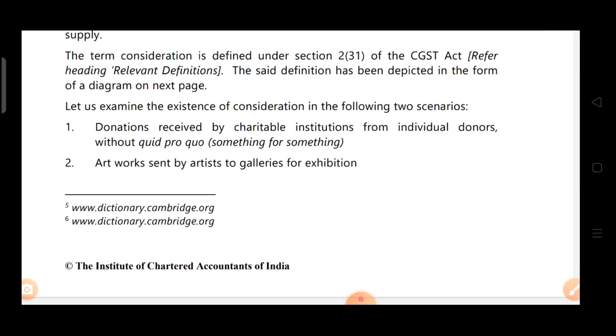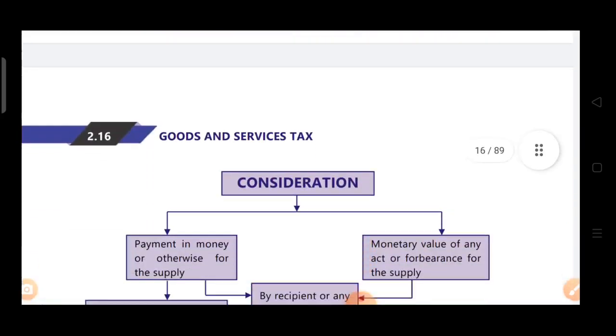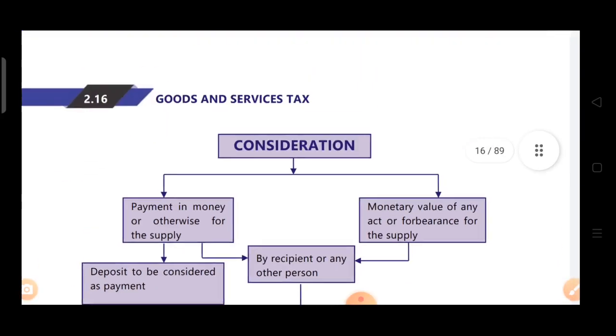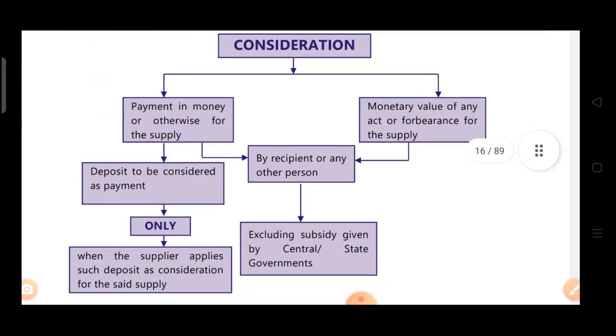So if donation is received by a charitable institution from individual donors, what is the scenario? See, first see the consideration they have explained. Consideration, payment in money or otherwise for supply. Then the second arrow is monetary value of any act of forbearance for the supply. Forbearance means tolerance, and any consideration that is received for doing something or promise to refrain from doing something is covered in this, that is subjected to GST. So consideration means these two terms. Now these two are by the recipient or any other person.